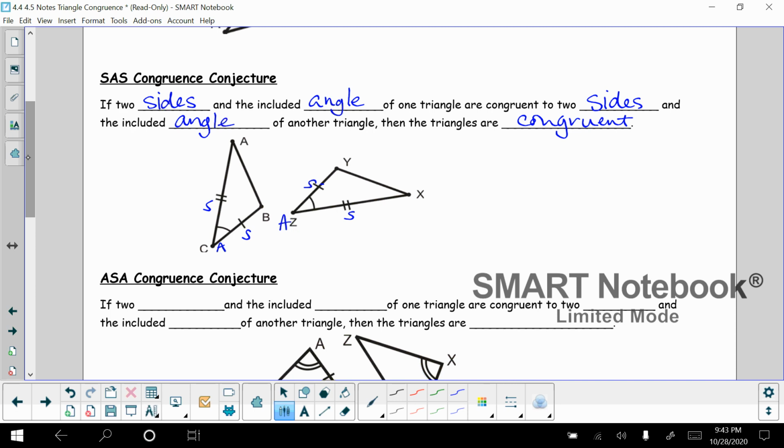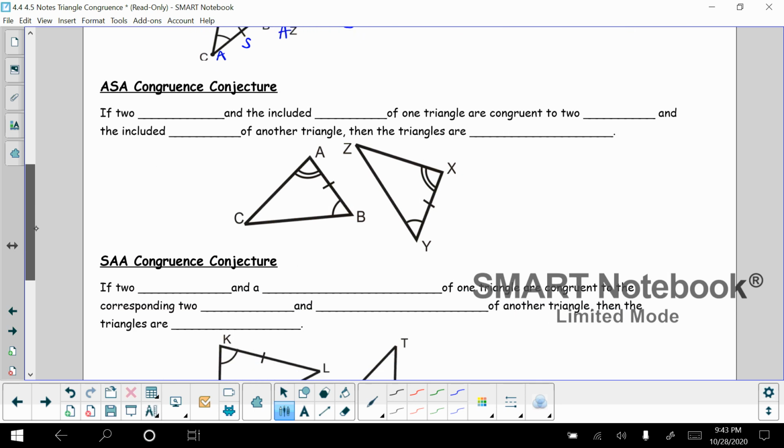If you see 2 triangles, and these 2 sides are congruent to these 2 sides, and the angle in between is congruent to that angle in between, then you now know that those 2 triangles are congruent. Okay, let's go to this next one.